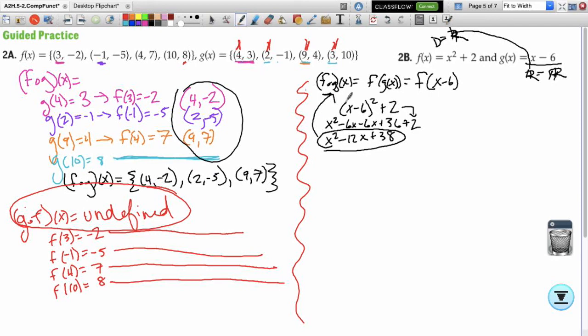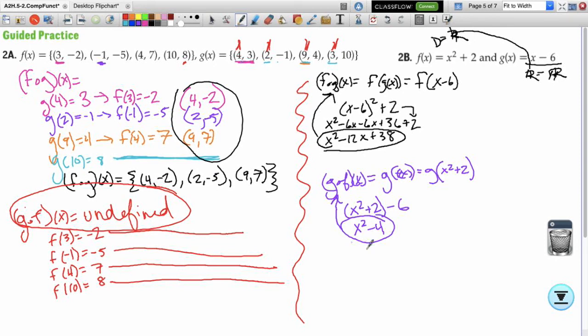Now I'm going to do the other one up, and we'll talk about that one. So to do this now, I'm going to take my g function here, and I'm going to plug in, instead of x, x squared plus 2. So here's my answer right now. I have g of f of x equals x squared minus 4.